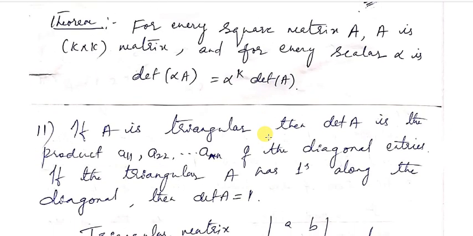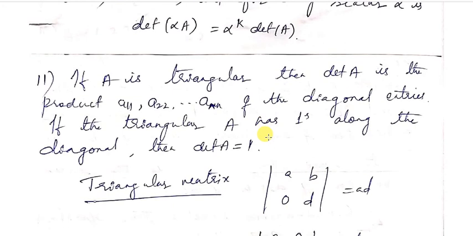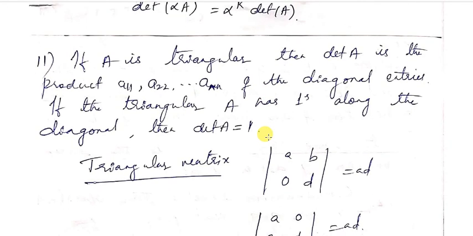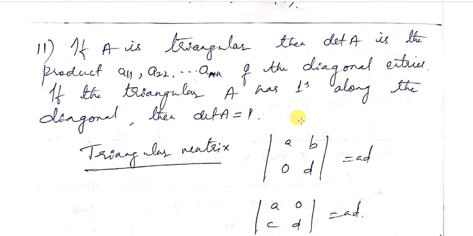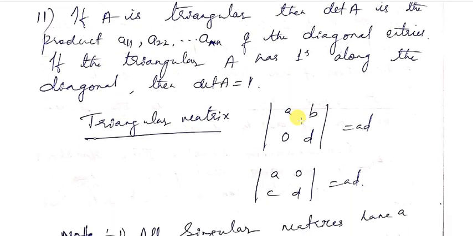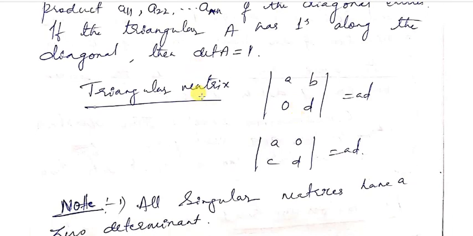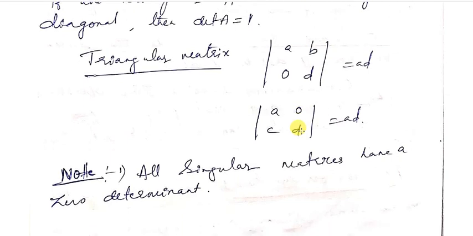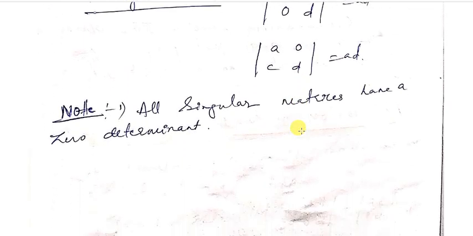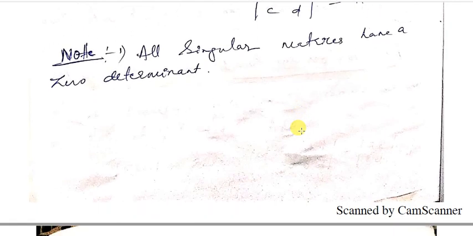And the last property is with respect to the triangular. So if A is triangular, then determinant of A is the product of the diagonal entries. So if the triangular A has ones along the diagonal, then always the determinant of that matrix is equal to 1. Here I have shown the triangular property both in upper triangular as well as lower triangular. So whenever we have a triangular matrix, then without the expansion we can write its value as the product of the principal diagonal elements, or simply the diagonal elements. So all singular matrices have 0 determinants.